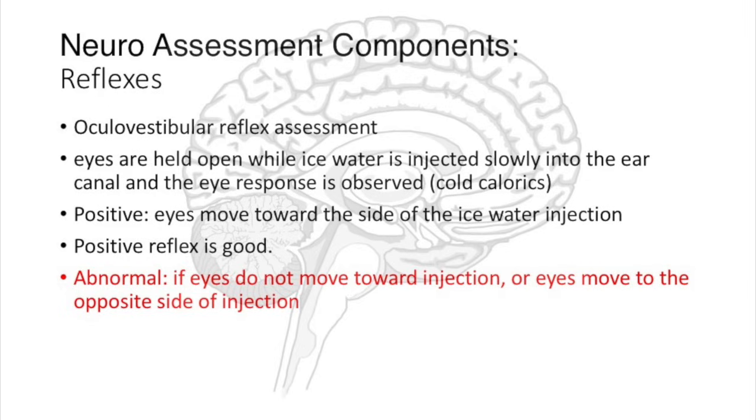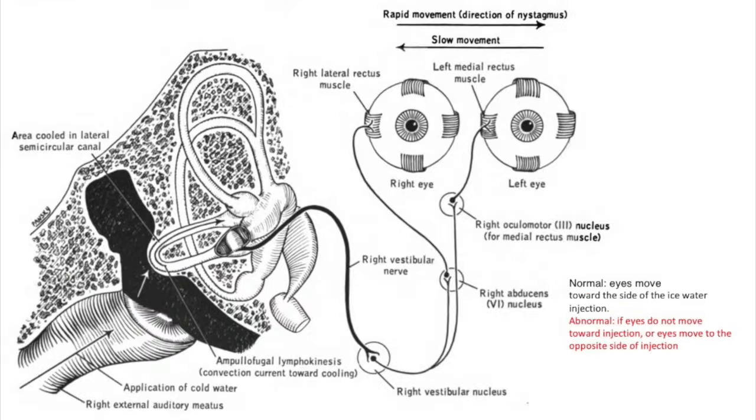Abnormal is bad, and this is when the eyes do not move toward the injection, or the eyes do move, but they move to the opposite side of the injection. The oculovestibular reflex is the cranial nerve number 8, just like the doll's eyes, and this is when the eyes are held open while ice water is injected slowly into the ear canal. So here's an example of the test here, the cold calorics test.